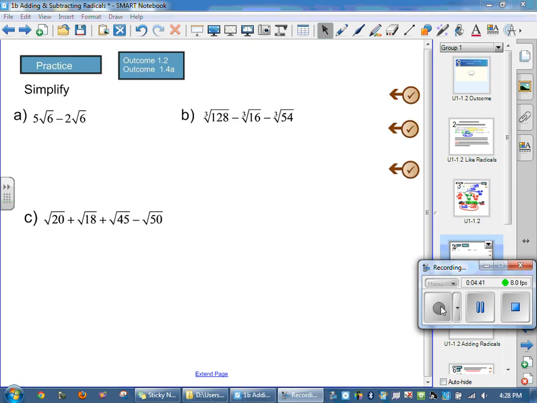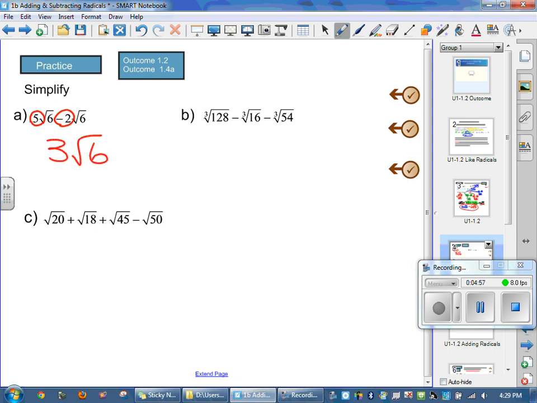Push play again when you are ready to check your answers. Okay, so you can see the first example. They both have root 6. All I'm going to do is take my 2 coefficients and subtract them. I'm going to get 3 root 6.